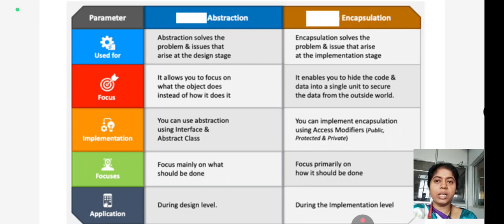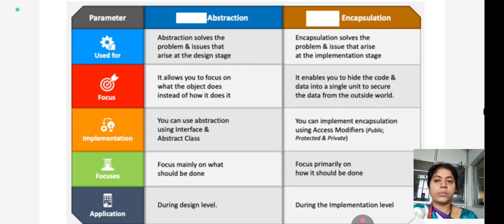And for encapsulation, it is done during the implementation stage, and it is also used to solve the problems and issues that arise. For focus, abstraction focuses on what the object does instead of how it is done. Encapsulation enables you to hide the code and data into a single unit to secure the data from the outside world. For implementation, we can use abstraction by using interfaces and abstract classes.